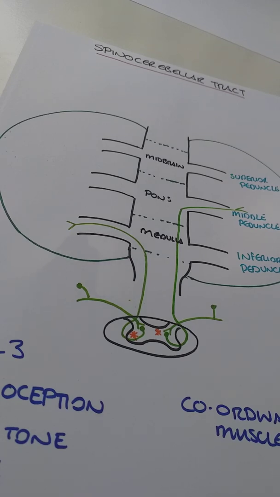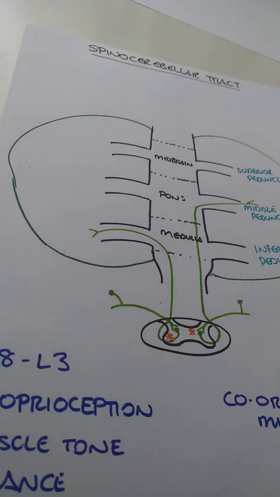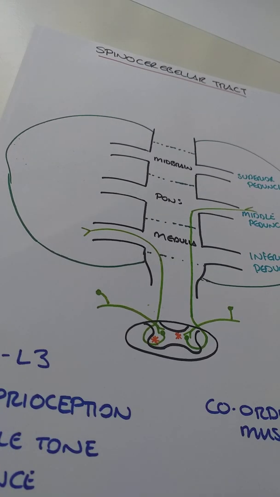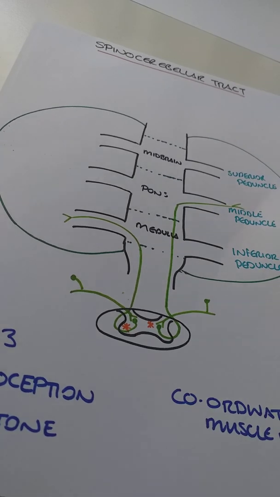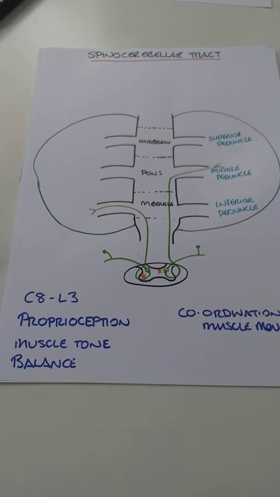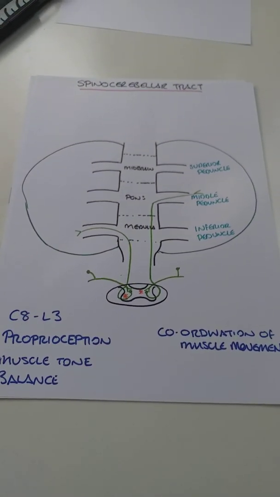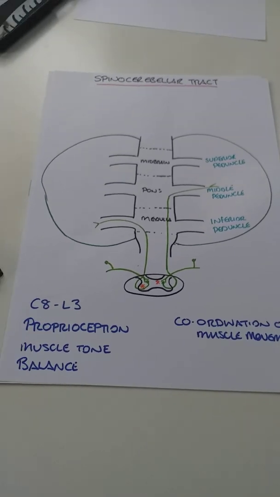So this is your dorsal spinocerebellar tract. It comes in, synapses, stays on the same side and heads out towards the inferior or the middle peduncle as appropriate. So that's that one. Then we've got an interesting one coming up.